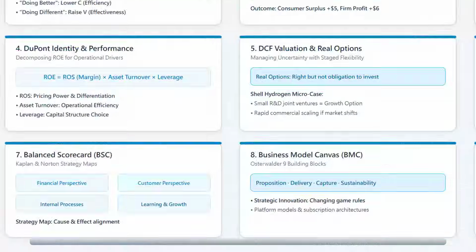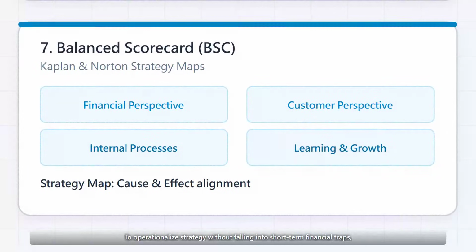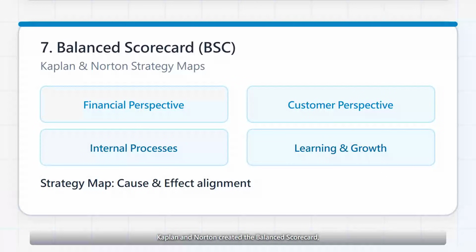To operationalize strategy without falling into short-term financial traps, Kaplan and Norton created the Balanced Scorecard, or BSC. The BSC balances financial outcomes with non-financial drivers across four perspectives. Financial: how we appear to shareholders. Customer: how customers perceive our value proposition. Internal business processes: what operational workflows we must excel at. And learning and growth: how we empower employee skills, technology, and culture.